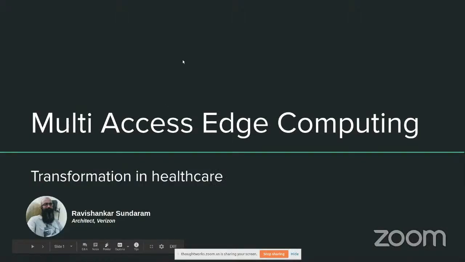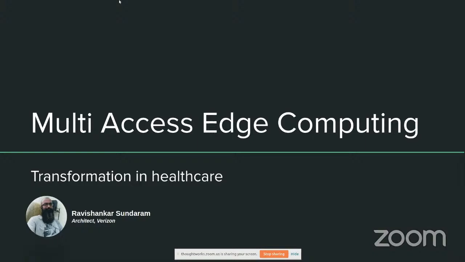So, good evening to all. I'm Ravishankar. I'm working in Verizon as an architect for the past 5 years. I have a total experience of 13 years in IT. I worked as a developer and full stack, and I'm now involved in cloud and Spring Boot related applications and their architecture in Verizon.